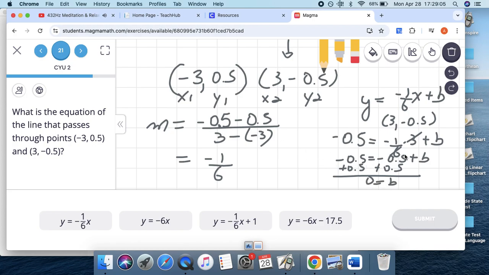So it's telling us that the y-intercept is 0, which means this line goes through the origin. So our final equation looks like y equals negative 1 over 6 x, and that's it. We don't have to write plus 0.